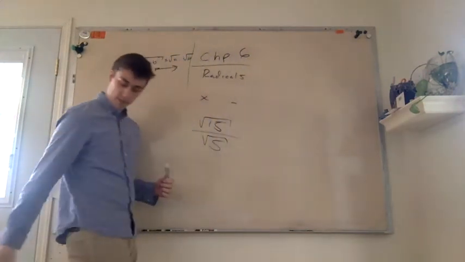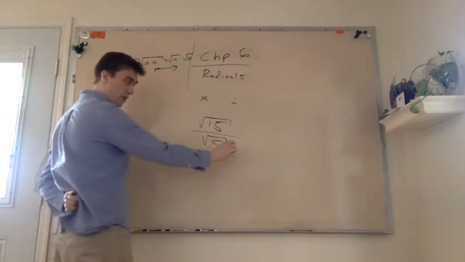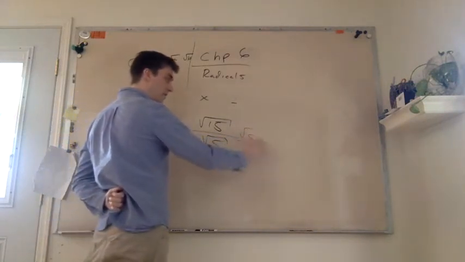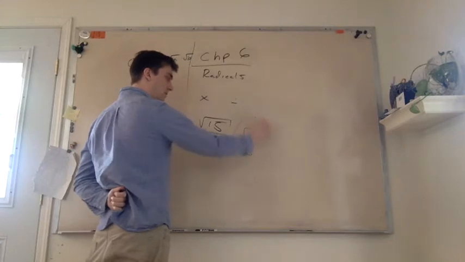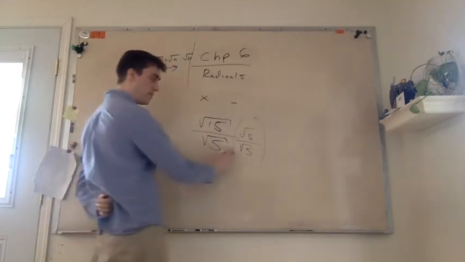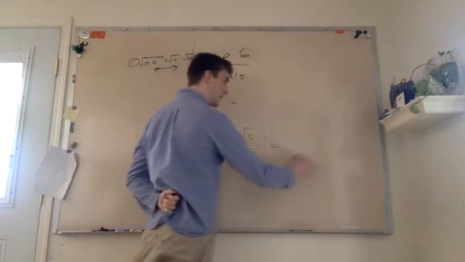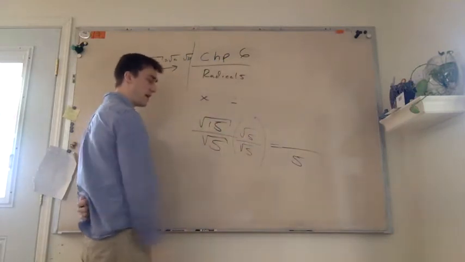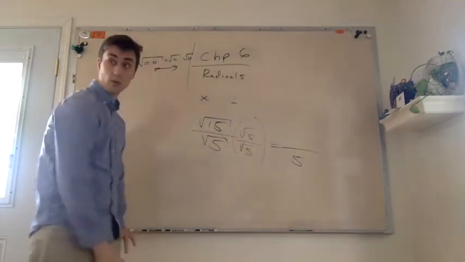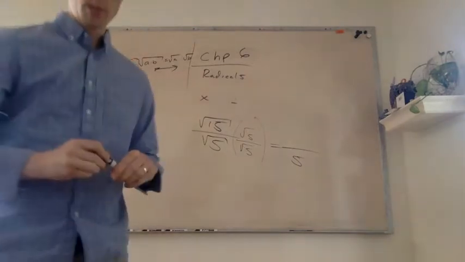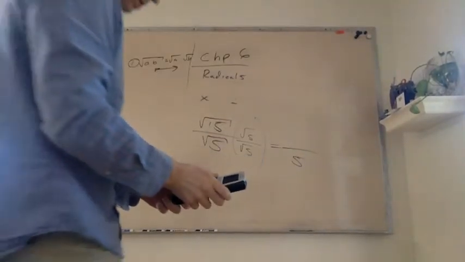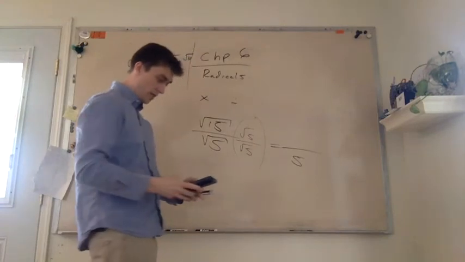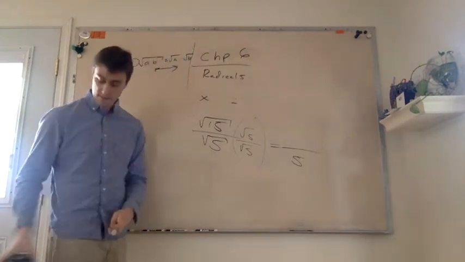If you just jumped into rationalizing the denominator on this, you would multiply the top and bottom by the square root of 5. That produces a 5 on the bottom, which is exactly why you did that. On the top, you get the square root of 15 times 5, which is what? What's 15 times 5? Wish I could do that in my head. 75.